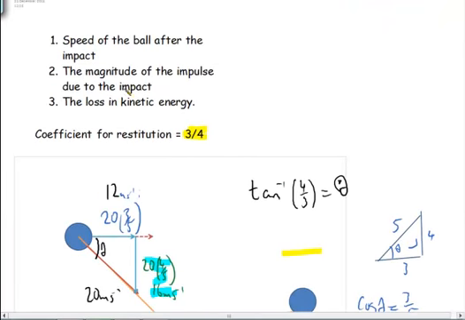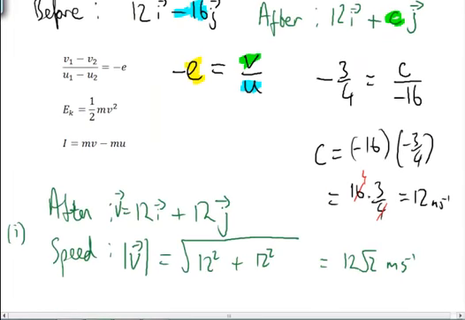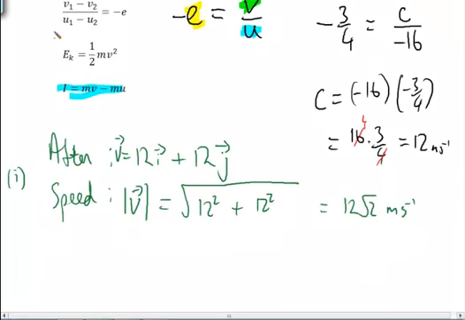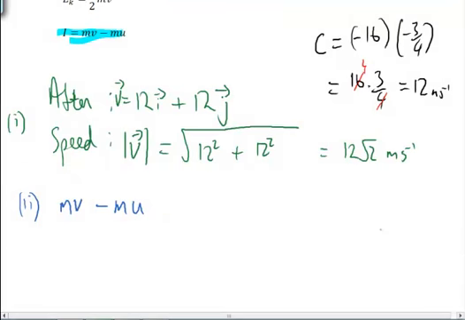Part 2 is the magnitude of the impulse due to the impact. So impulse, we're going to use this form of the equation, and we got it from our log table, so I'll do it in different colours so it's clear. So mv minus mu, the magnitude of the impulse. What we're interested in here is our mass, which I didn't actually state at the start of the question, which I will now, and we left it as a mass m.